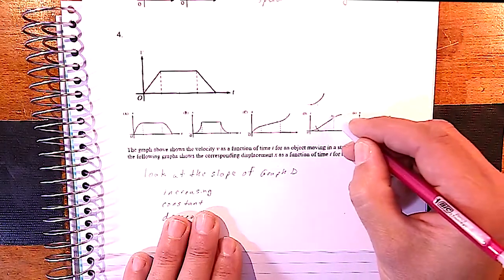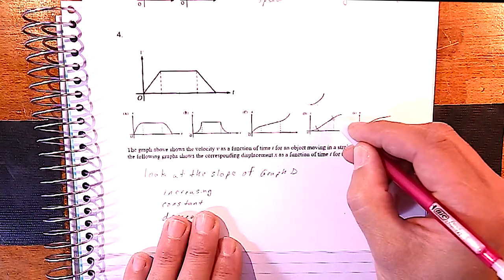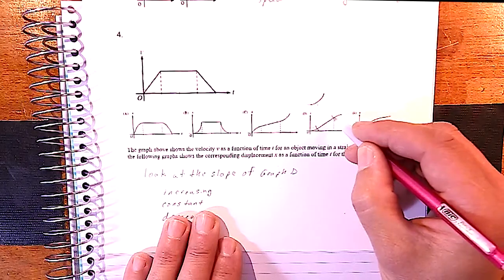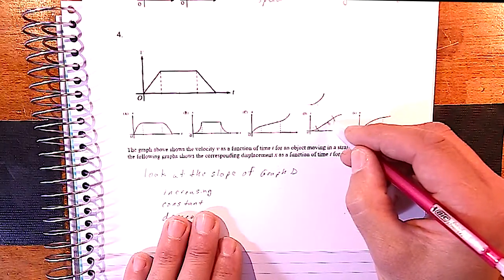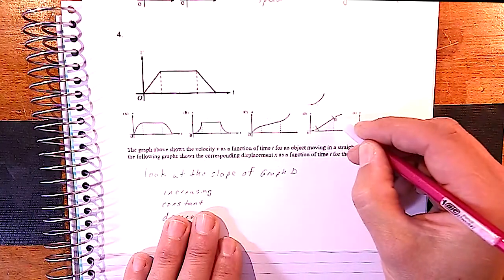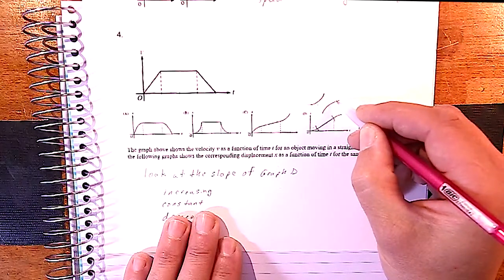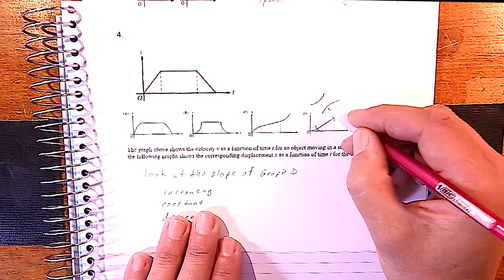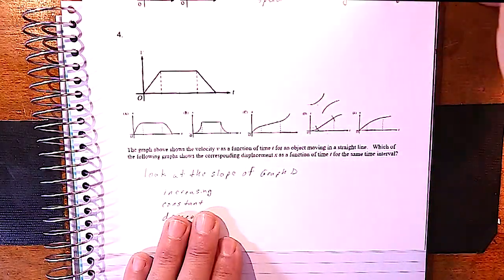But then in the center section, the position is increasing at a constant rate, which tells us that the velocity here is constant. So that's why this is constant here. And then the slope starts to decrease, which means the velocity is decreasing. So the answer is D.